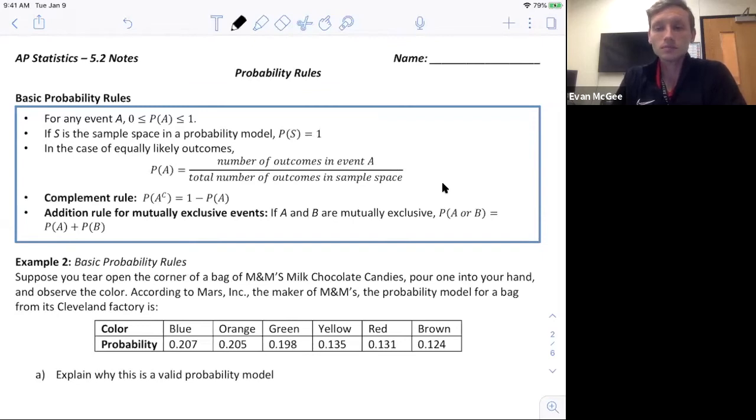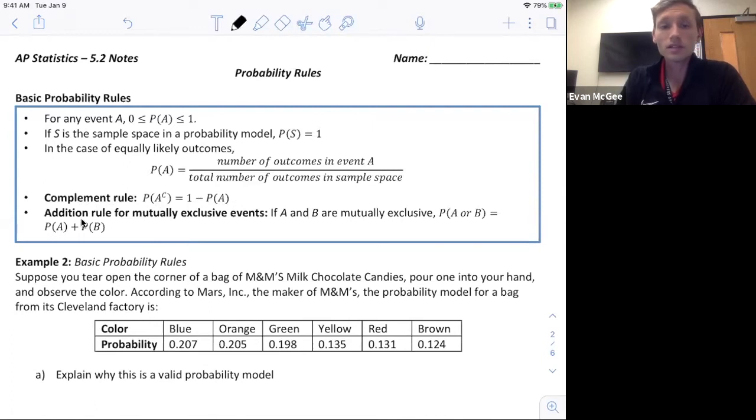One thing we haven't discussed is the complement rule. This symbol here, A not, is what it is. So this is the probability of A not occurring. The probability of not A is the way we would say it. And the probability of not A is 1 minus the probability of A occurring. We'll look at an example of that in a second.